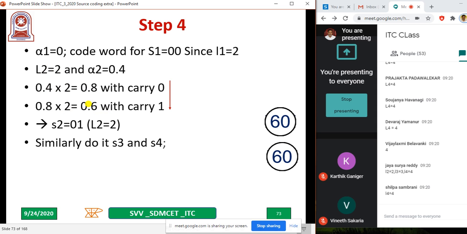Similarly, do it for S3 and S4. How to do it? Take alpha 3, find S3. Take alpha 4, find S4. Now your time starts. Copy down and do it. Tell the answers in the chat box.